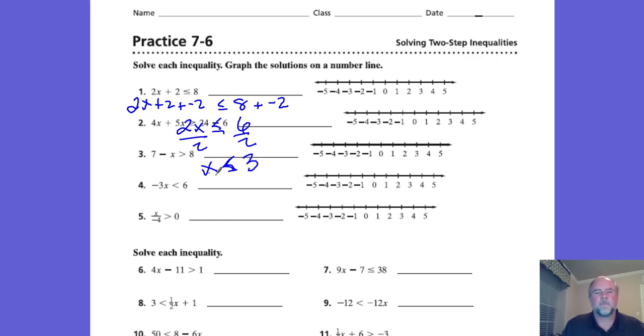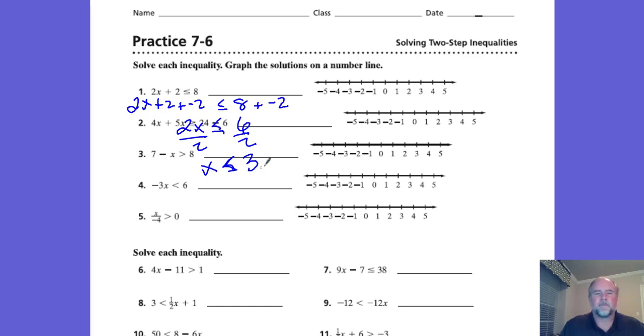Now the one thing that we've got to remember is that if the number that is with our variable, the coefficient, if it is negative, then our inequality is going to flip. All right? So in this particular one, we don't have to worry about that, but you've got to remember that. That's one of those things you have to check.